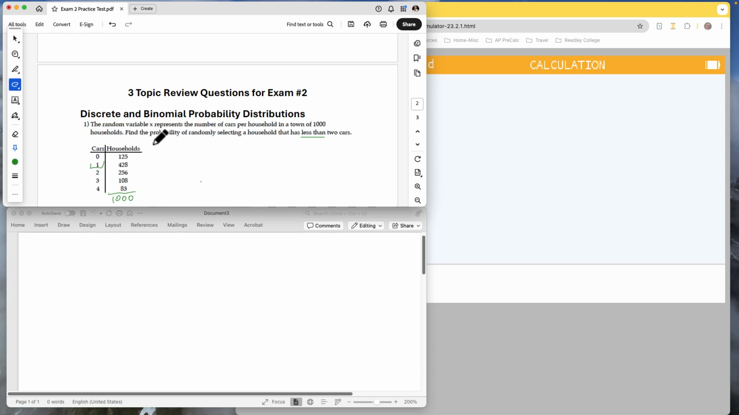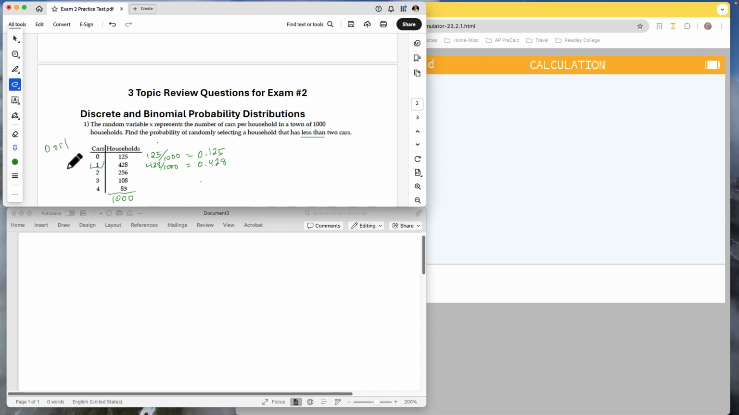The way we do discrete probability distributions is we take the amount for each one and divide by the total. Nice that they did 1,000. That moves the decimal over 3 places, so this one's going to be 0.125, and this one is going to be 0.428. You could do the same for the rest, but for what we need, this is really saying they have 0 or 1 car.